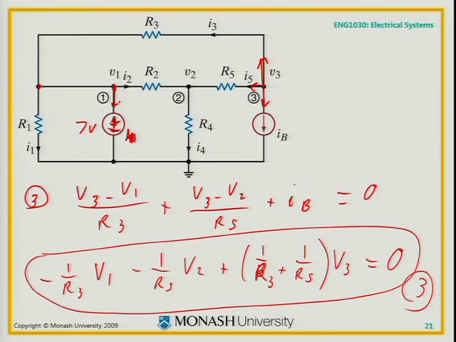Let's back up a little bit and think, what are we trying to find? We're trying to find V1, V2 and V3. Well, what's V1? 7 volts. So in fact, that's it. I just write down V1 equals 7 volts. That is my equation. So it's not harder, it's in fact easier if I've got one of those voltage sources.